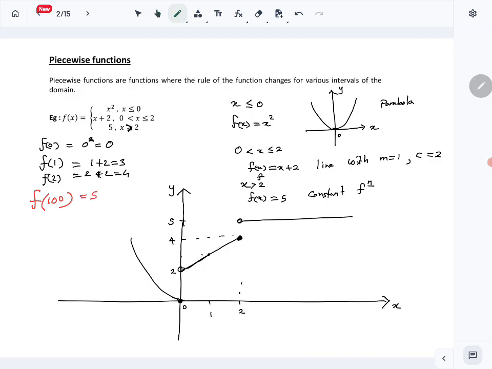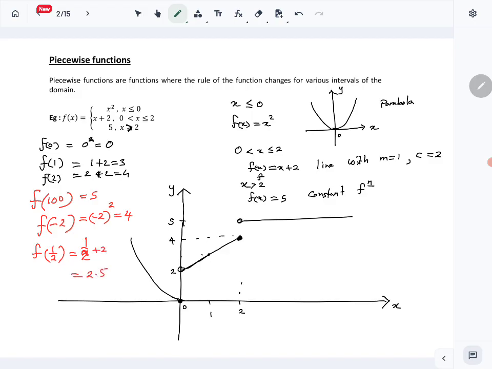5. Let's say I want to find f of minus 2. Minus 2 is where? Not here, not here, in this section. So I have to use the first expression to find f of minus 2. So that is going to be minus 2 squared, 4. How about another one? Let's do another. f of half. Where is half? Not here, not here. So half falls between 0 and 2. No? So then I have to use what? The second expression to find the function value at half. So it's going to be half plus 2, or 2.5.